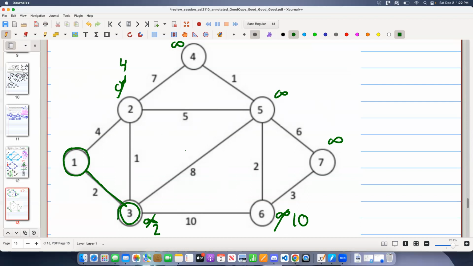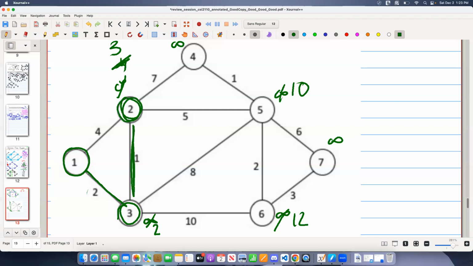What else can we update? Well, we can update this path, which is now 2 plus 8, which is 10. Okay, what else can we update? Well, this is now 2 and 3. Since 2 and 3, it's 2 plus 1, which is 3. It's less than 4, so we can also update this to 3. Okay, and can we update anything else? No. What path do we take? We take the least weighted node, which is actually 2.